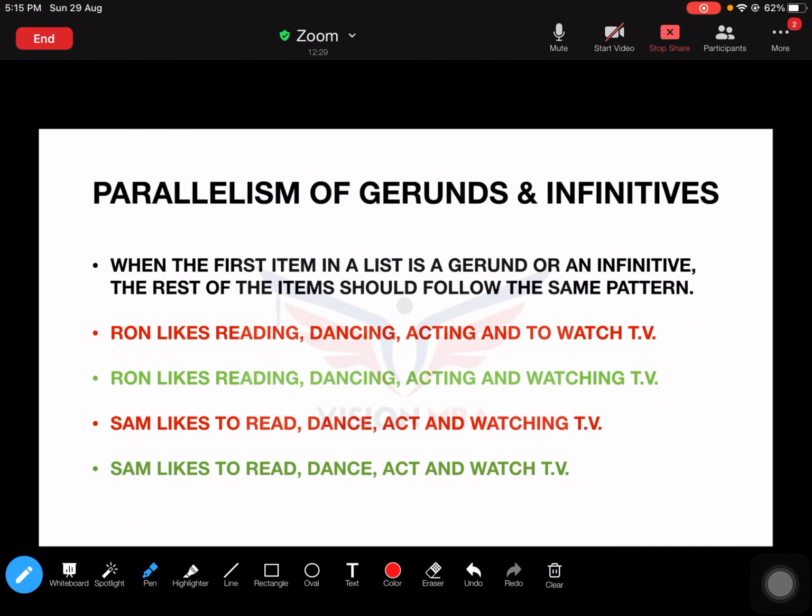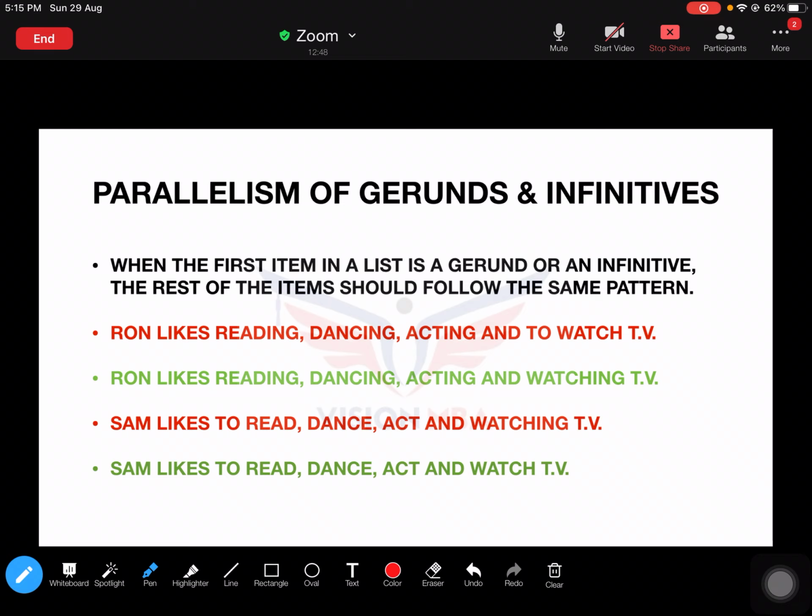Now, let's talk about infinitive. Let's take one example of infinitive. Sam likes to read, dance, act, and watching TV. Now, here everything is wrong. Here I'm talking about infinitive. This is the base form of the verb, and this is gerund.